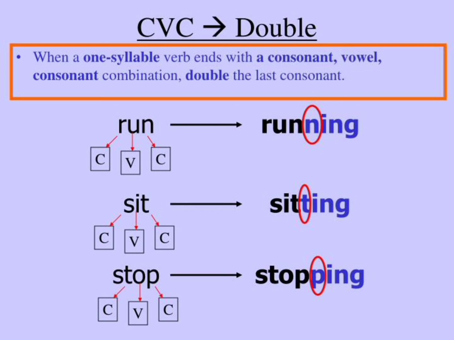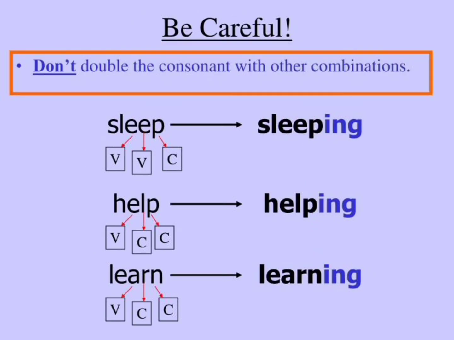Now CVC. What does it mean? C means consonant, V stands for vowel, and C again consonant. So whenever you find any one syllable verb that ends with a consonant, vowel, consonant combination like CVC, you need to double the last consonant. As you can see in the examples: run, running, double N. Sit, sitting, double T. Stop, stopping, double P, as per the combination.